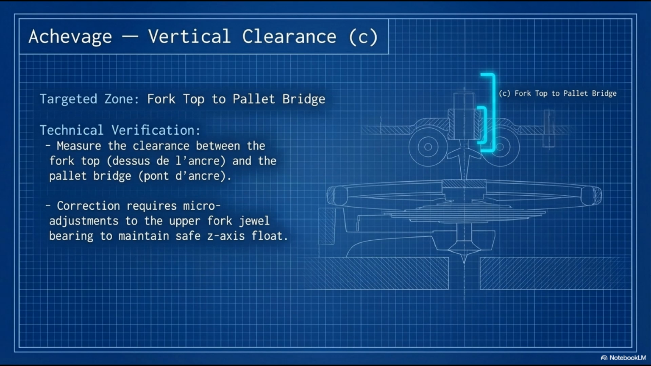Pushing this jewel bearing slightly deeper moves the pallet pivot lower, increasing the clearance between the fork top and the bridge underside. This is what the slide means by micro adjustments to the upper fork jewel bearing to maintain safe z-axis float.